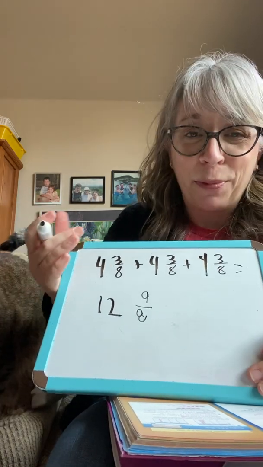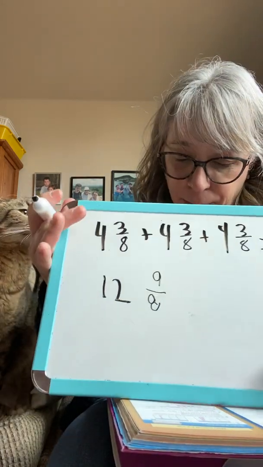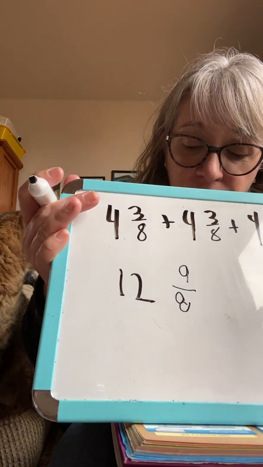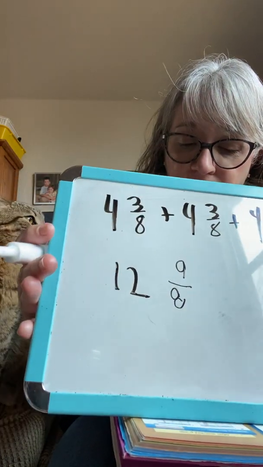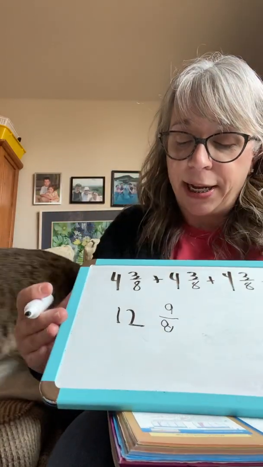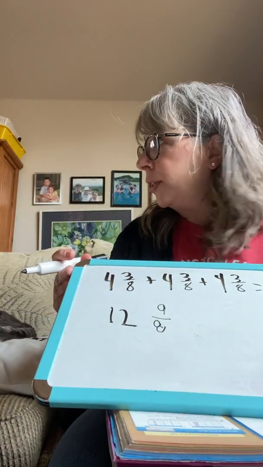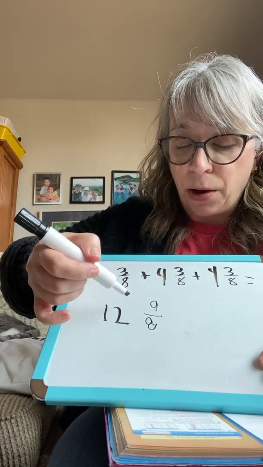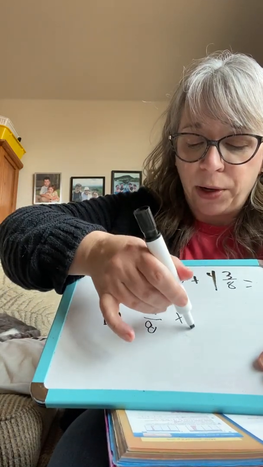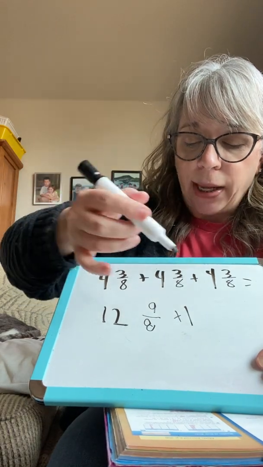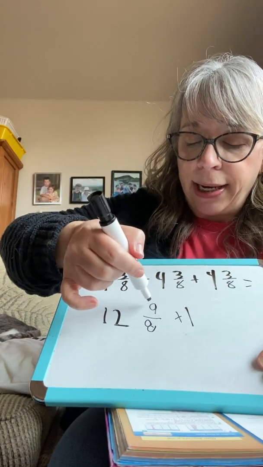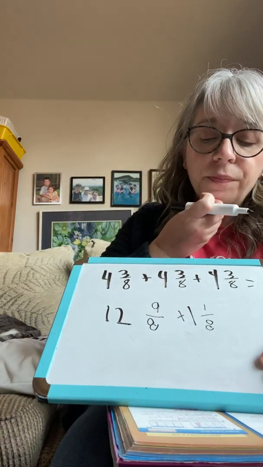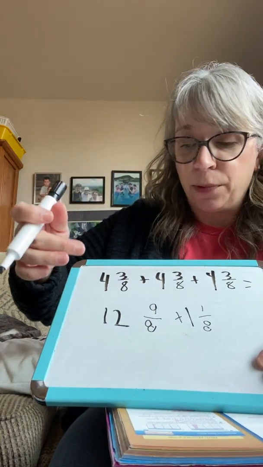Okay? So we have an improper fraction. That's no good. That's no bueno. So we can either just keep this as it is, or we can go ahead and switch this to a proper fraction. So how many times can 8 go into 9 without going over? So 1 time. So we have one whole number. And then 9 minus 8 is 1, and we're going to keep that denominator. So right now we're at 13 and 1/8.